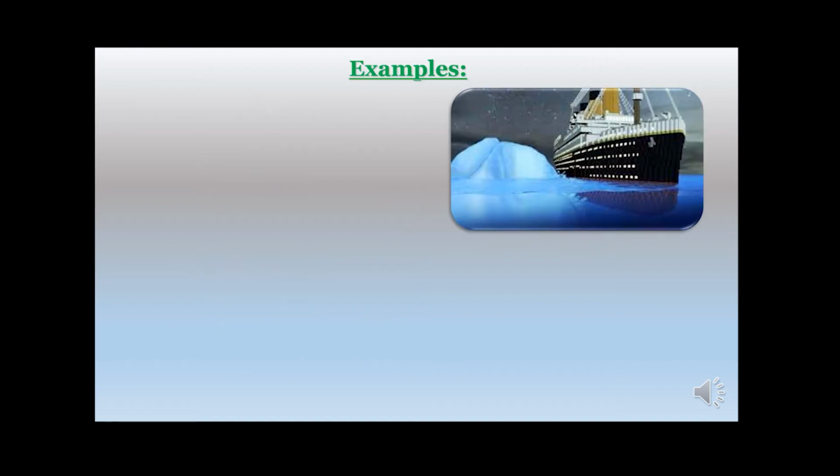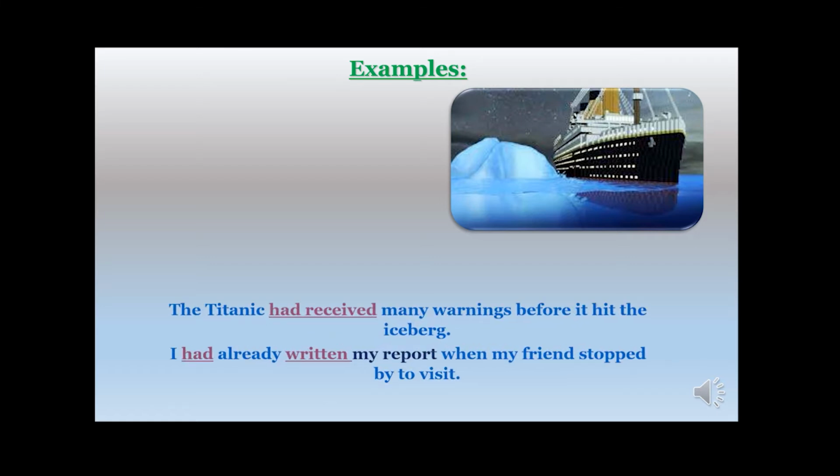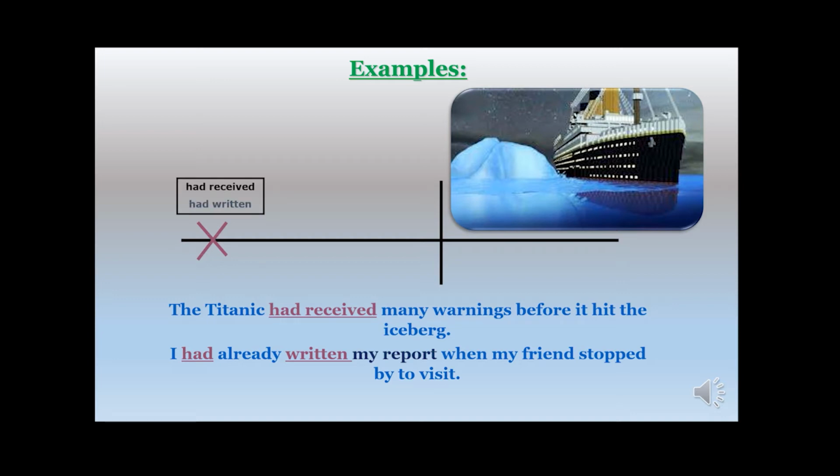I hope many of you watched the Titanic movie. The ship was hit by an iceberg. In that accident, many people died. Actually, it received many warnings before it hit the iceberg. It means receiving the warning happened first and then the hitting of the ship happened later. So we can show this in a sentence like, the Titanic had received many warnings before it hit the iceberg.